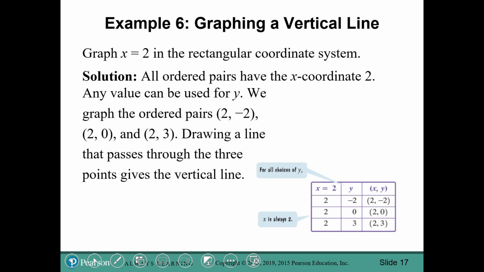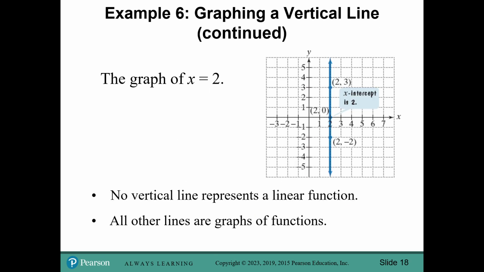If we have horizontal lines, we can have vertical lines. A horizontal line was where y equals a constant. A vertical line is where x equals a constant. So it says graph x equals 2 in the rectangular coordinate system. All ordered pairs have the x coordinate of 2. Any value can be used for y. So we can graph the ordered pairs (2, negative 2), (2, 0), (2, 3), and draw a line that passes through all 3 points. That's going to give us a vertical line.